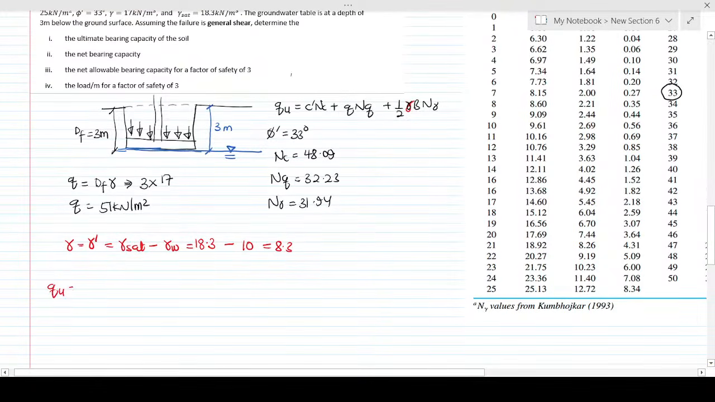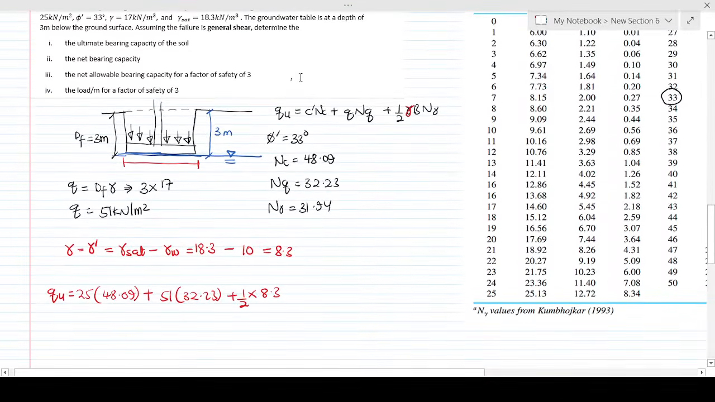So my QU, the C, the question was 25. My NC is 48.09, plus my q is 51 and NQ is 32.23, plus 1 over 2 by 8.3. That's my gamma. Then the width of the foundation. The width of the foundation was given as 4 meters.